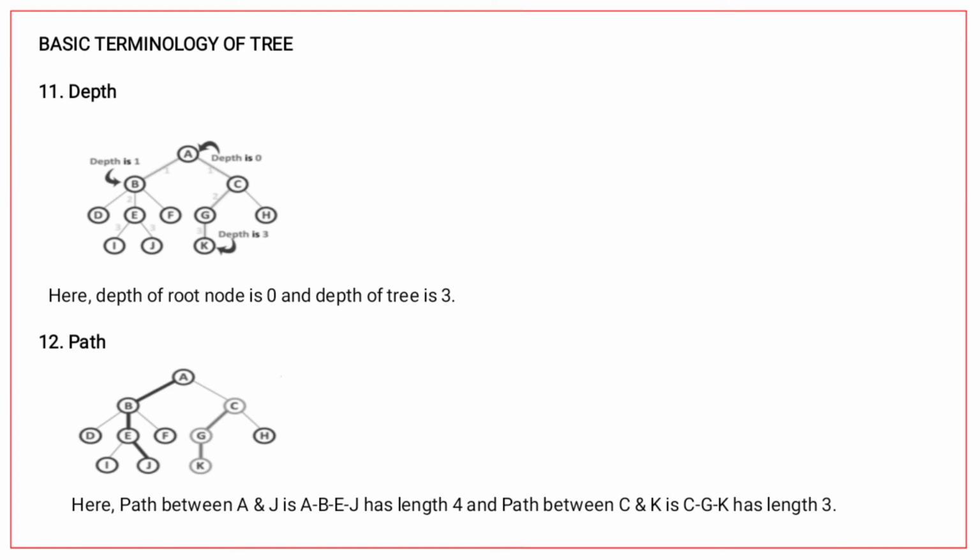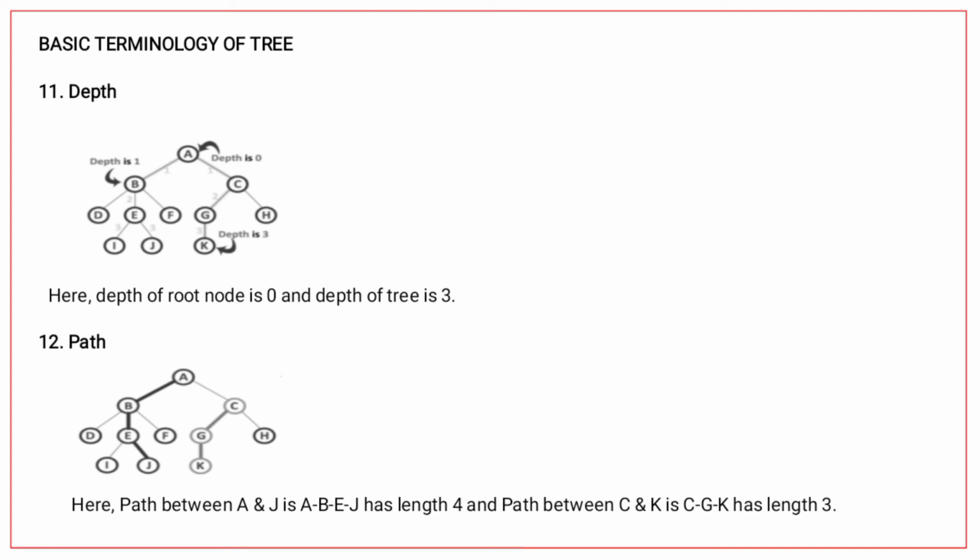Next is depth. In a tree, the total number of edges from the root node to a particular node is called the depth of that node. In a tree, the total number of edges from the root node to a leaf in the longest path is called the depth of the tree. See the figure. Here, the depth of the root node is 0 and the depth of the tree is 3.